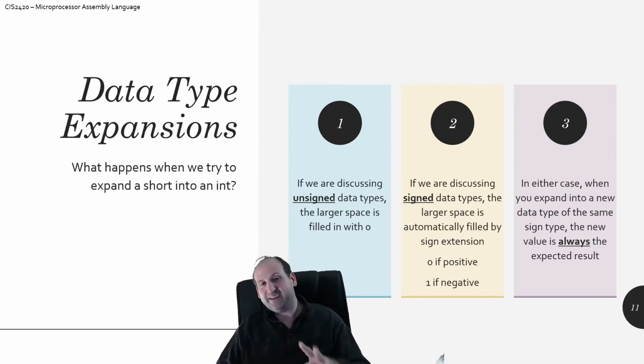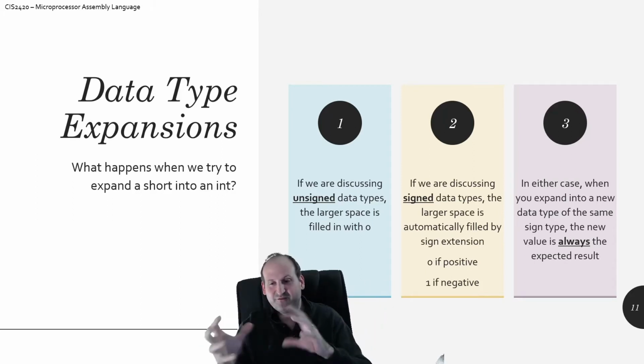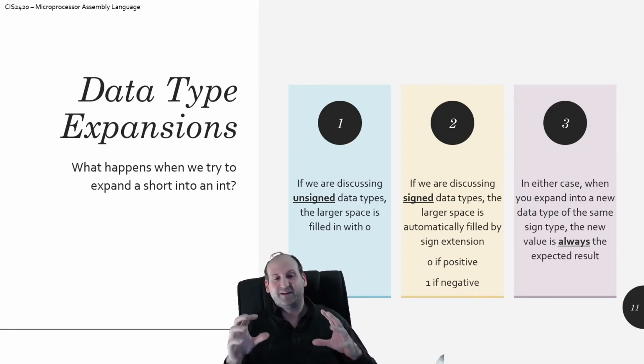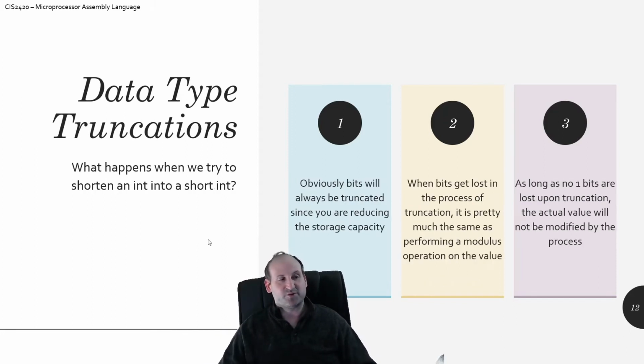And so in either case, you can always expand out into more space in both signed and unsigned types, and the result is exactly the same. The data format's going to be different, of course, because we're changing the format of things, two's complement and all this other stuff. But at the end of the day, the value of the number is going to be left alone. That is not true for truncations.